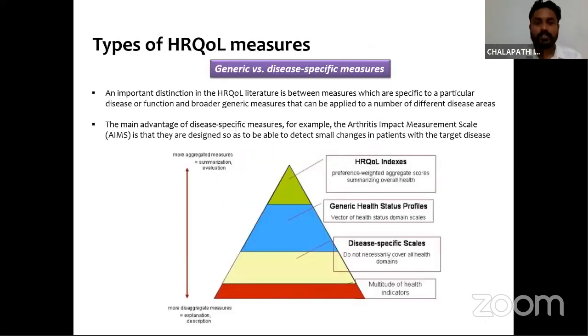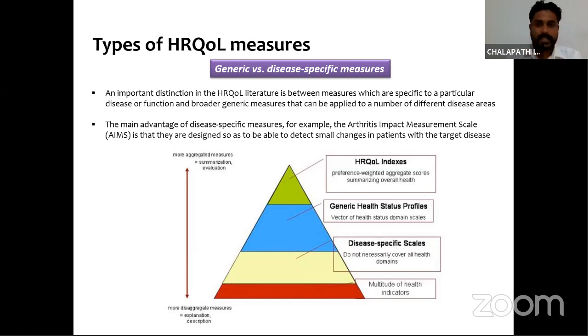Then I'm moving to the types of HRQL. Basically, we have two types of HRQL measures. One is generic, the next one is disease specific. As you all know, generic means generic. I'm just asking how he is generally, in the sense of his overall well-being. I'm not asking anything about his disease or his medical condition. I'm just asking how you feel right now. That is the generic measure of health related quality of life.